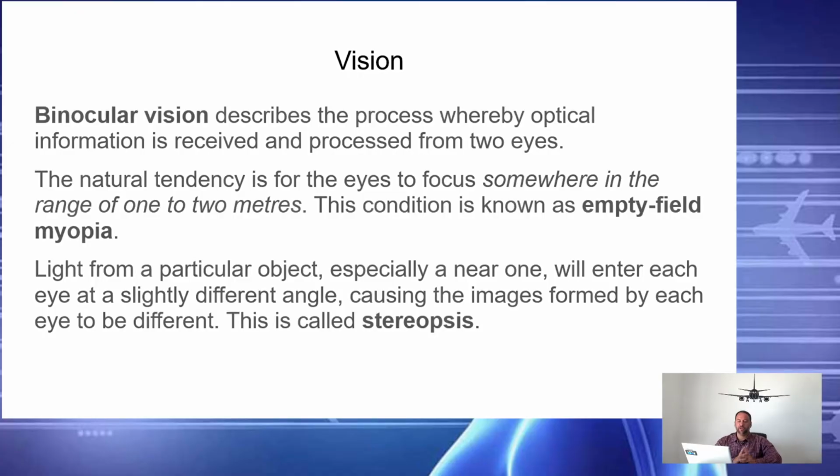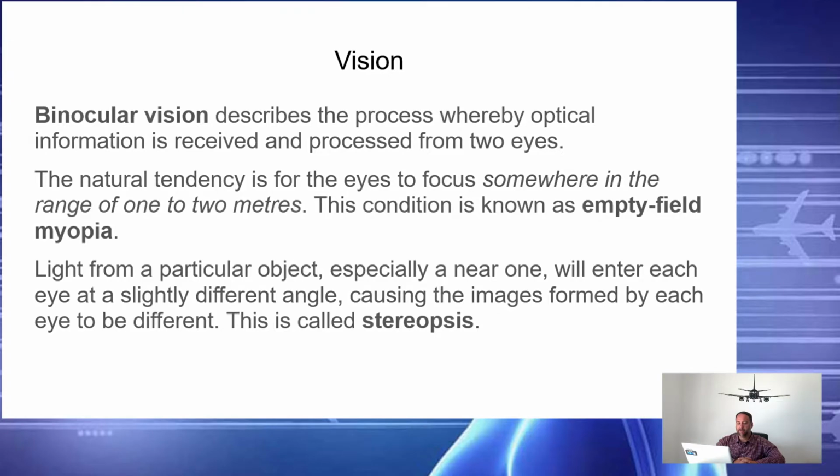Vision, binocular vision. Describe the process where optical information is received and processed from two eyes. So we have 2 points. We get our information. The natural tendency is for the eye to focus somewhere in the range of 1 to 2 meters. This condition is known as empty field myopia. When you see people like this, you're doing empty field myopia.